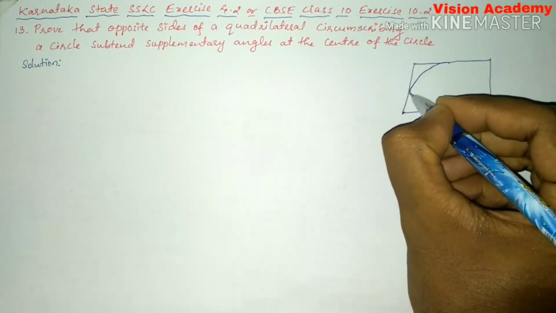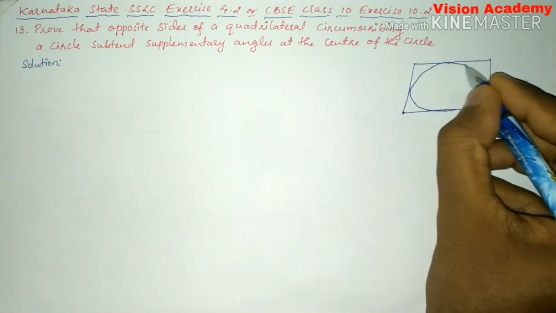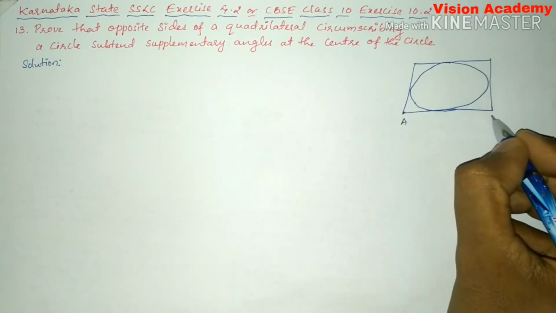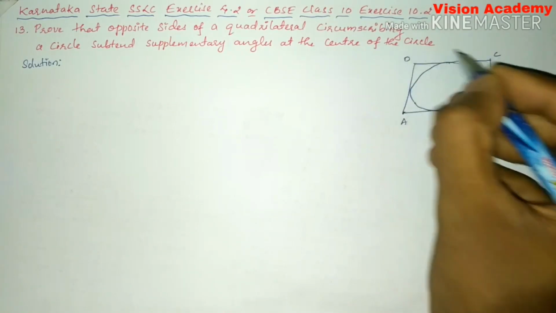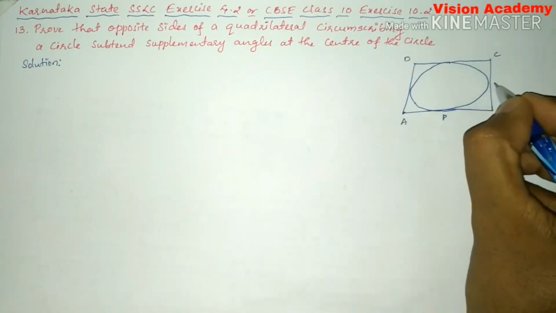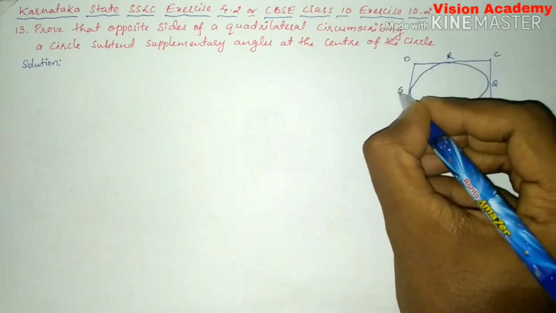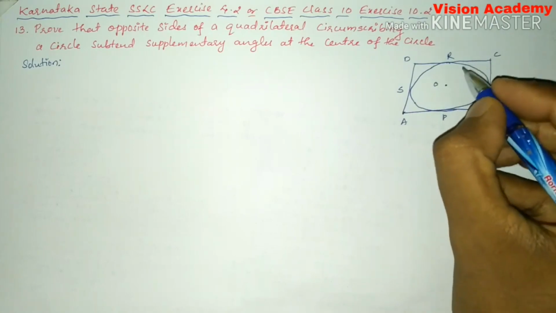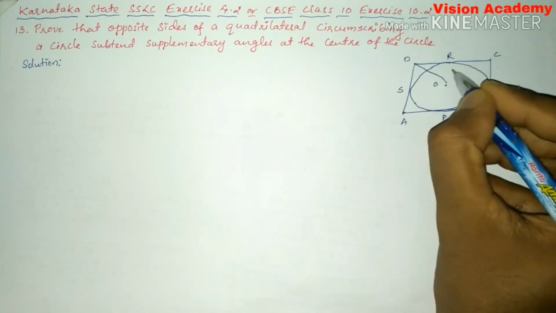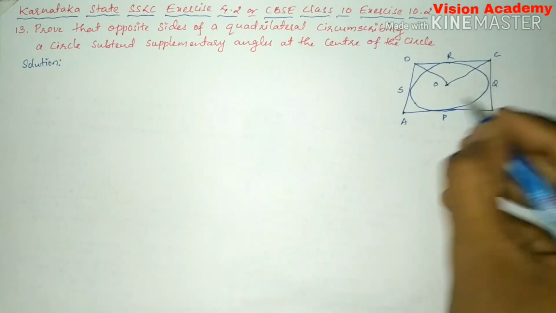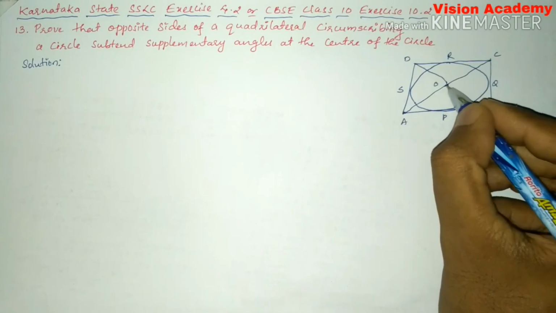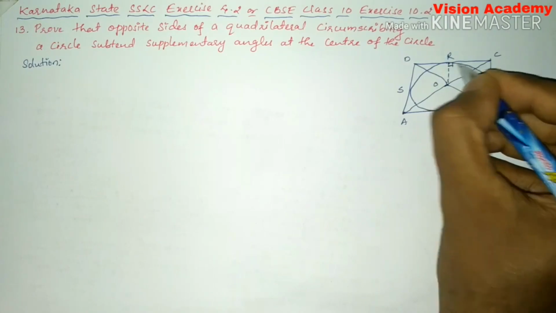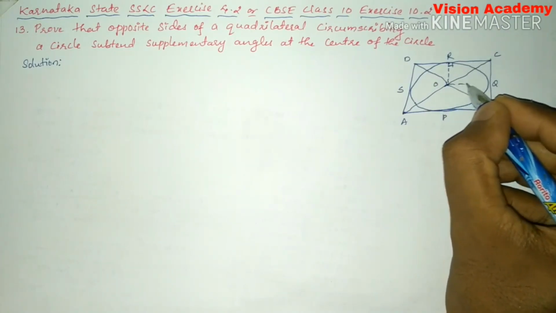Circumscribing a circle, the quadrilateral is A, B, C, D, which is touching at points P, Q, R and S. The circle with center O, and let us join OD, OC, OA and OB, and even join or draw the perpendiculars to these touching points.